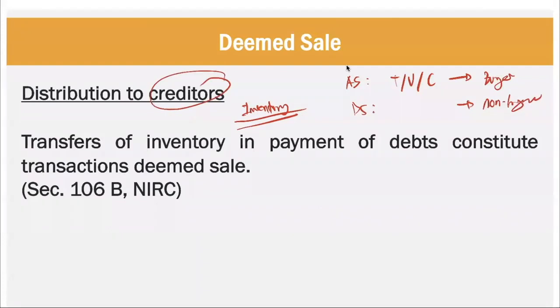So let's have a review. Our first non-buyer is the owner. Our next non-buyer is the stockholder. Our third deemed sale is the creditor. Okay?